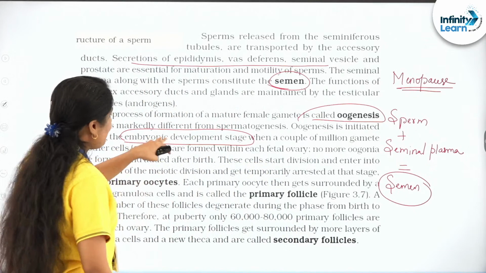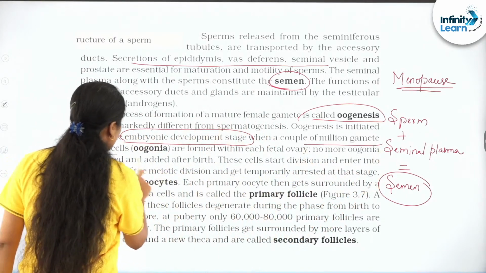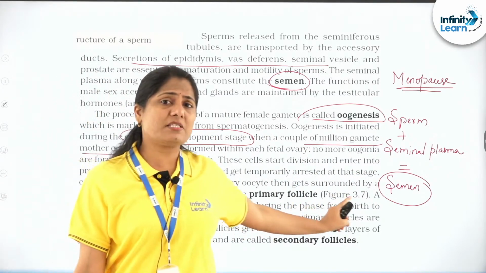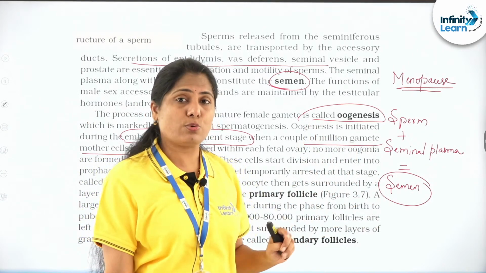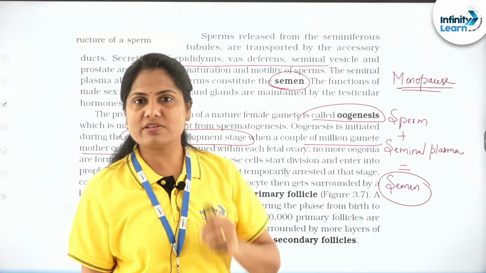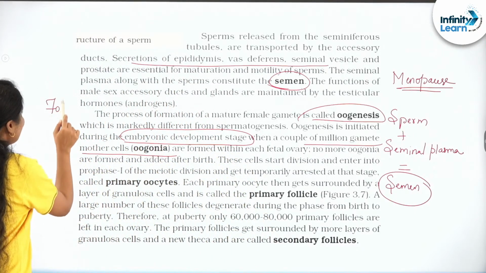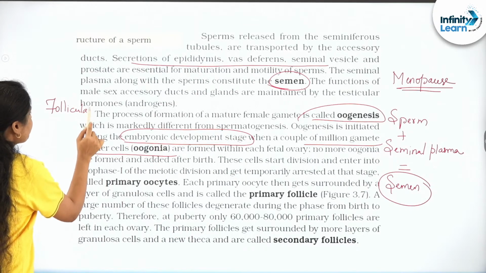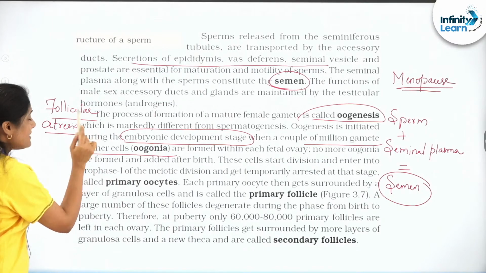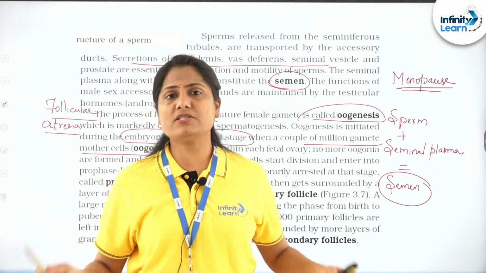In the embryonic developmental stage itself, there are a couple of million gametes of the mother cells which are called oogonia. But are these millions of gametes present at puberty also, the follicles? No, by puberty it's only about 60,000 to 80,000 follicles. What is happening? It's called follicular atresia. Degeneration of the follicles. Follicles are undergoing degeneration, right?